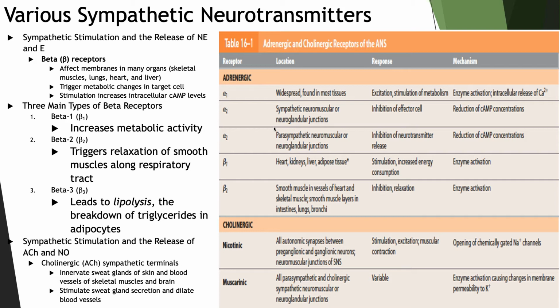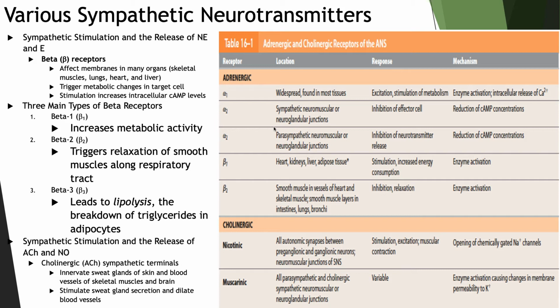The stimulation of beta 1 receptors leads to an increase in metabolic activity. For example, the stimulation of B1 receptors in skeletal muscles accelerates the metabolic activities of the muscles. The stimulation of B1 receptors in the heart increases the heart rate and force of contraction. The stimulation of B2 receptors causes inhibition, triggering relaxation of smooth muscles along the respiratory tract. As a result, respiratory passageways dilate, making breathing easier. The inhalers used to treat asthma trigger this response.